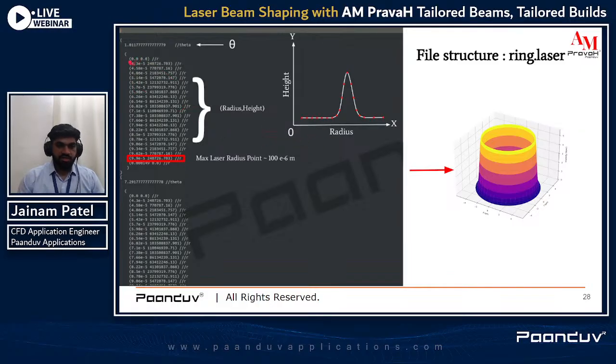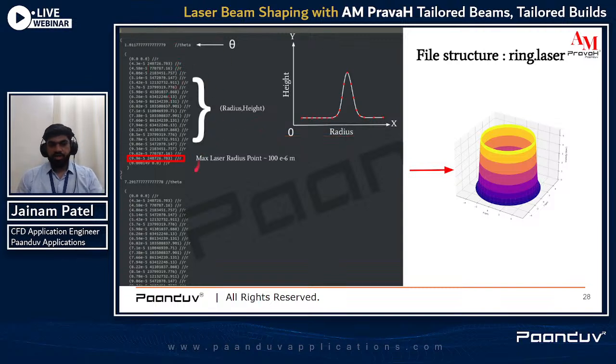On the left side, the first point is 0 at the center point, and the final point is 150 micrometer, which is the maximum radius point. According to that, I have provided the height value. So these are the points we can see for the specific theta.